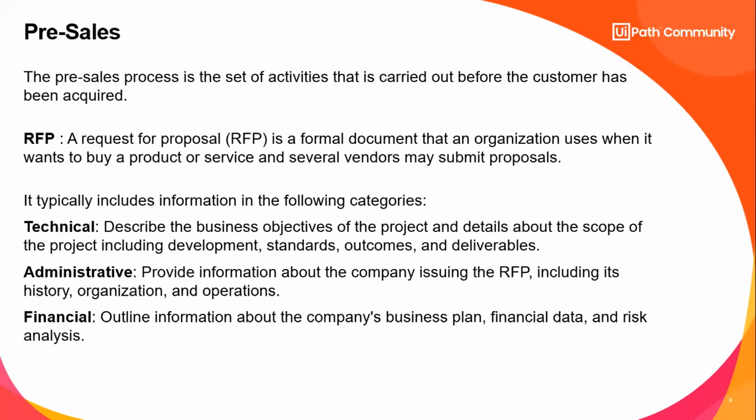This is what they are looking for, the business processes they are looking to automate, and the different departments in which they are looking to automate with RPA. So every vendor, once they receive this RFP, responds in these three different categories, creating the proposal document and then submitting it to the organization. So that's the gist of the RFP and the pre-sales role.